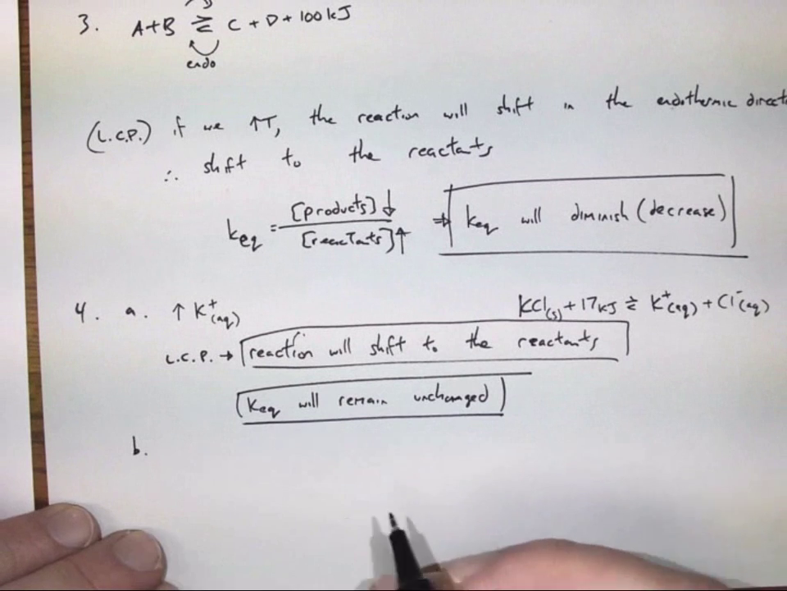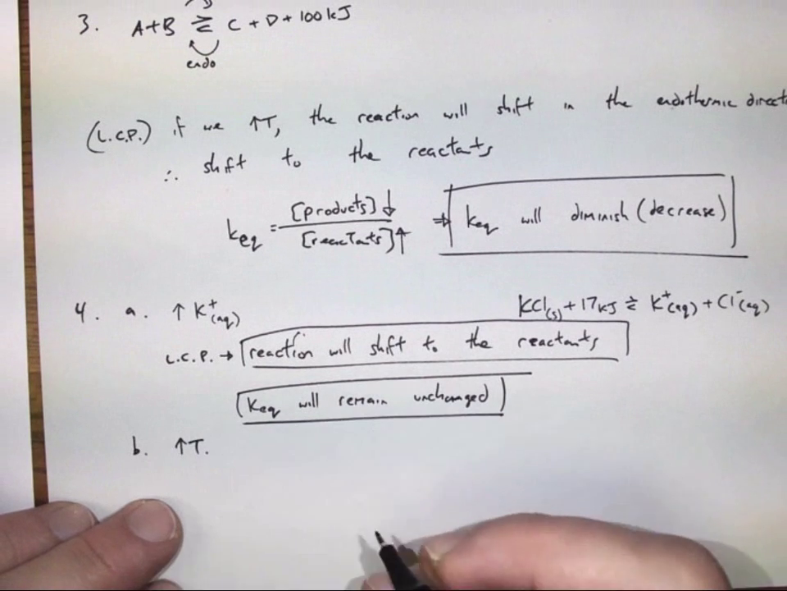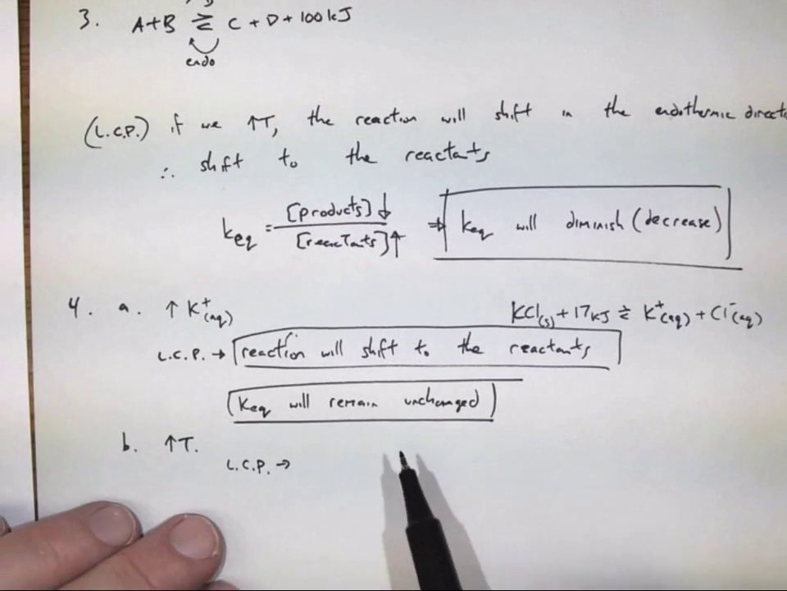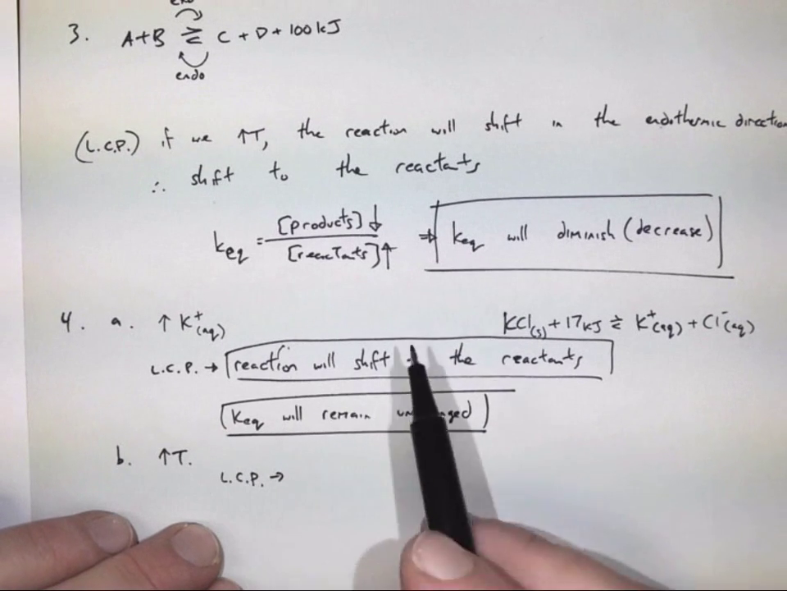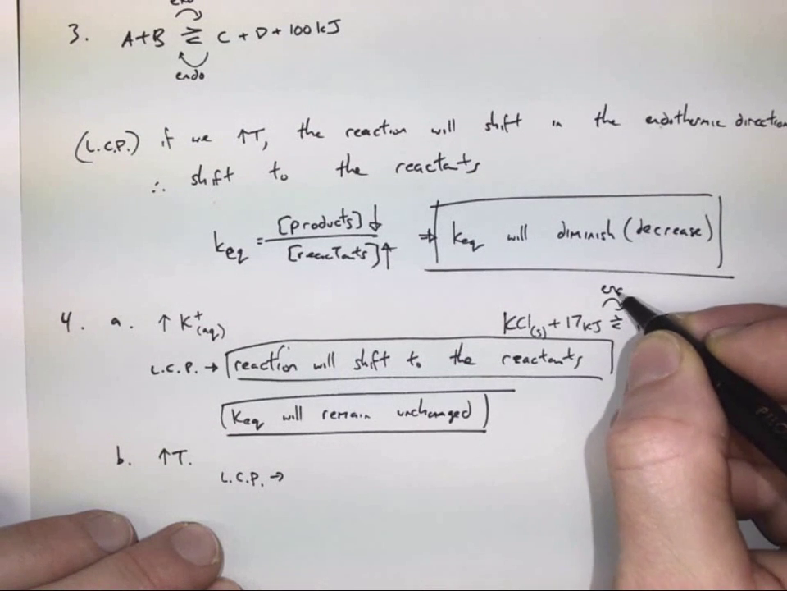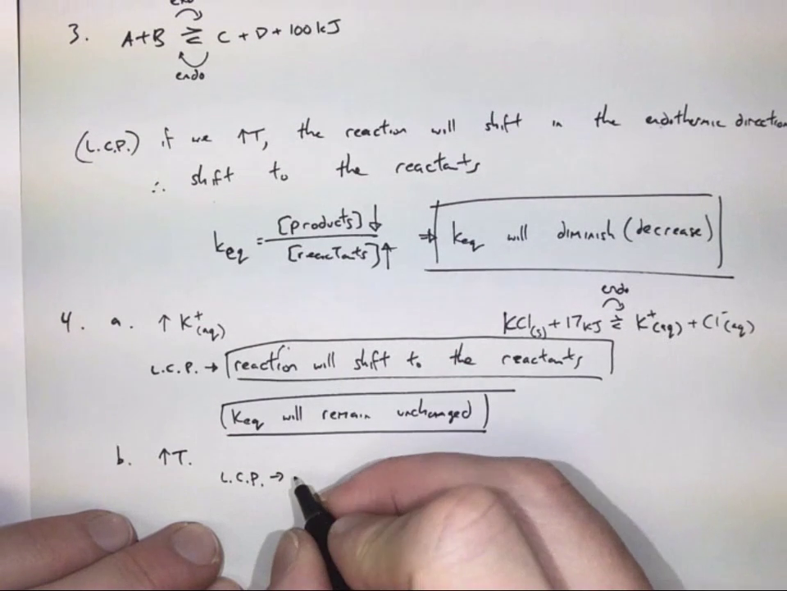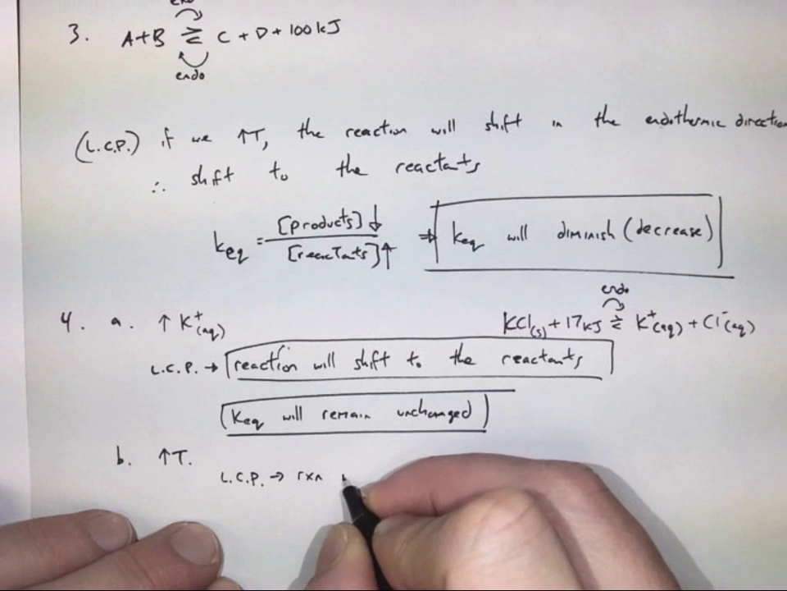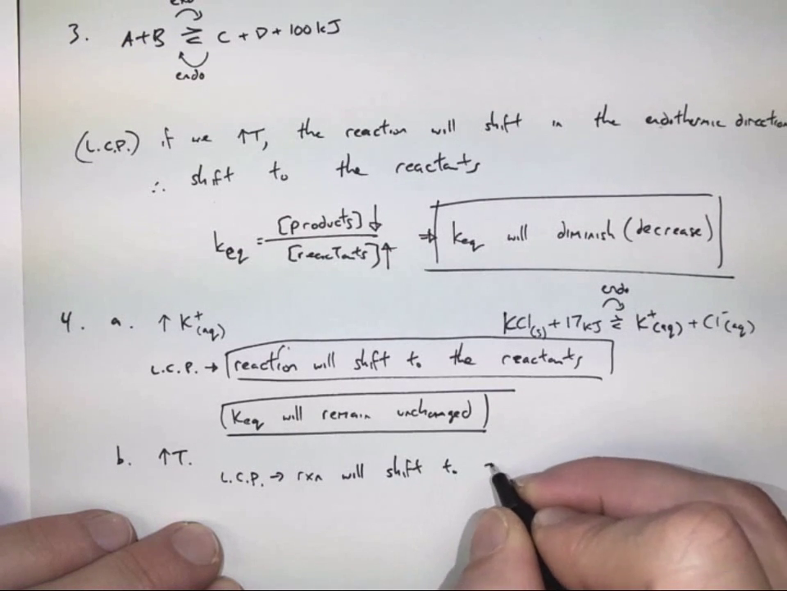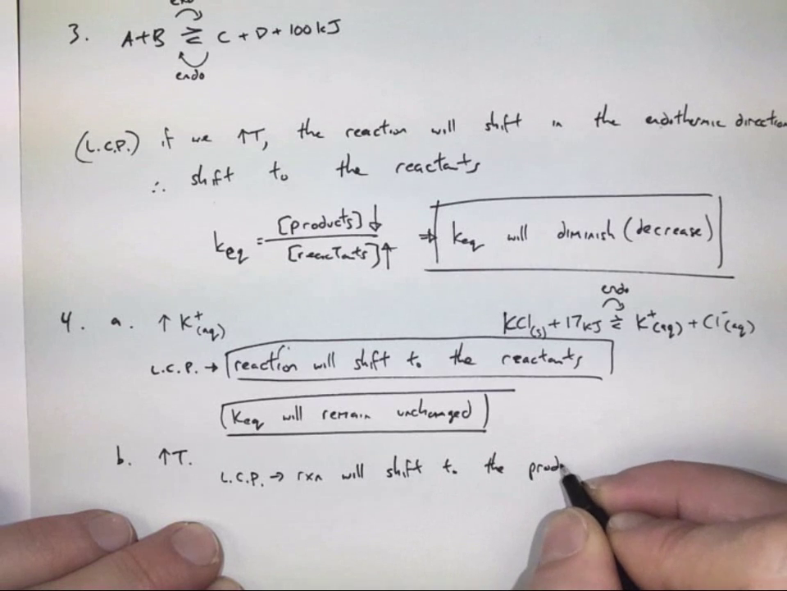All right. For an increase in temperature, well, Le Chatelier's principle says that our reaction is going to shift to decrease the temperature, so it's going to shift in the endothermic reaction direction. So it's going to shift to the products.